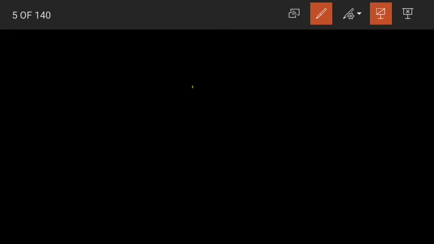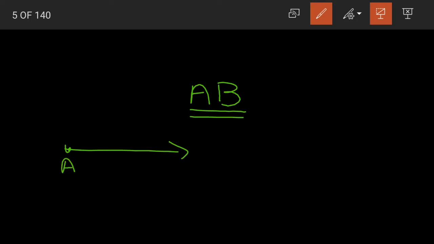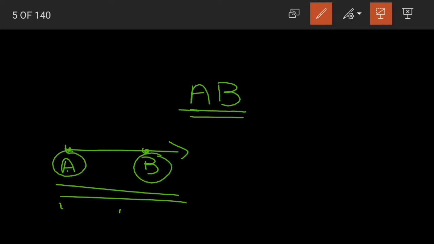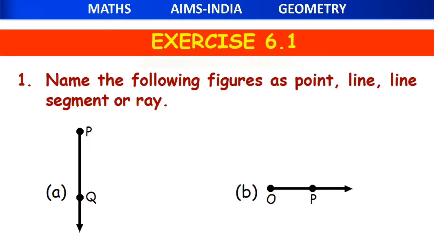Understood, children? How do we write our ray? Suppose we are talking about a ray, right? Our endpoint, one endpoint is A, and then we can take any other point on the ray. Suppose B. So this is ray AB. How do we denote it? We write both the points of the ray and upon that we place an arrow mark like this. Is this clear? Ray AB. This is how we denote ray AB.